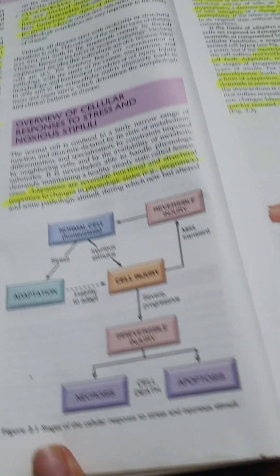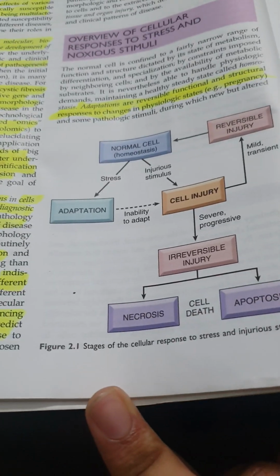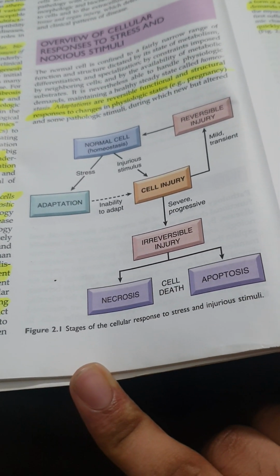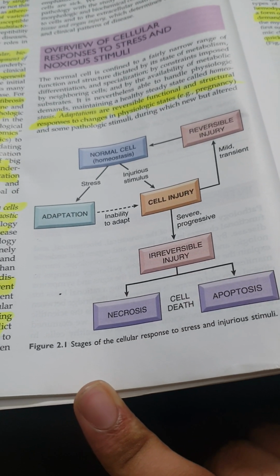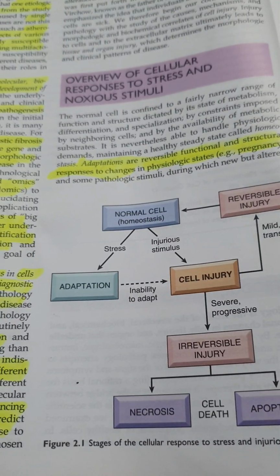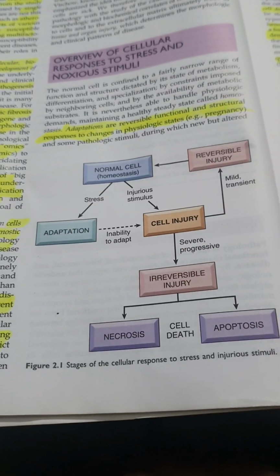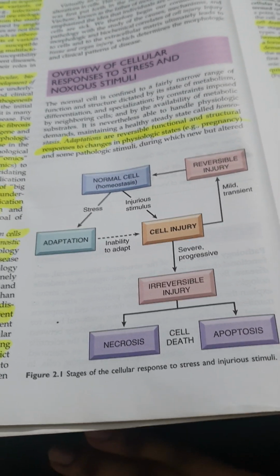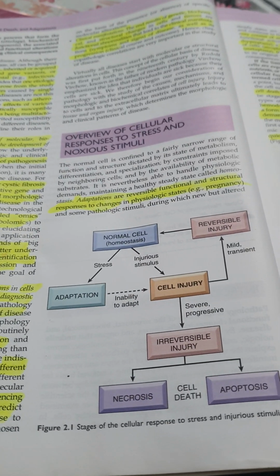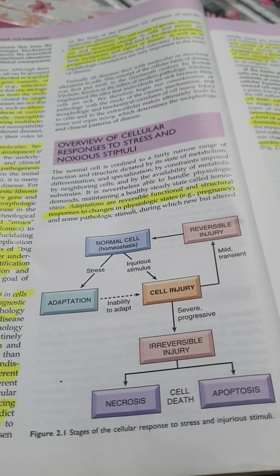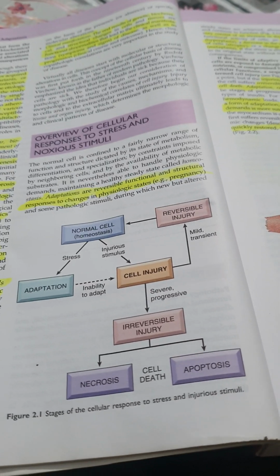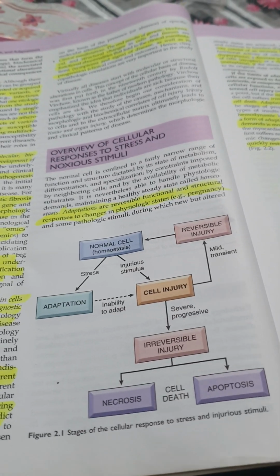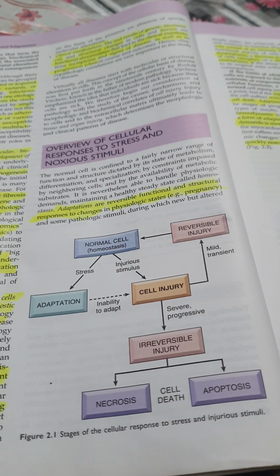Next, we will be discussing the stages of cellular response to stress and injurious stimuli. So a normal cell is under homeostasis. It should maintain a healthy steady state called homeostasis in a variety of physiological processes. In case the cell is under any stress, it might get adapted. It must undergo the adaptation process.